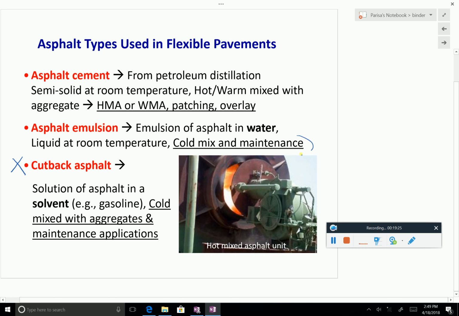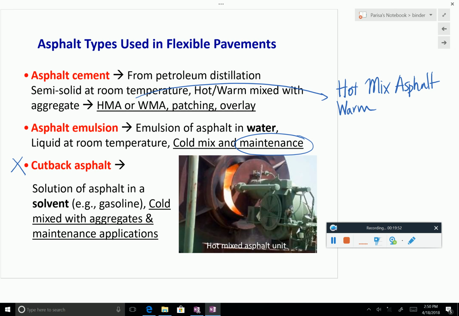So remember that the emulsion, for example, is being used mostly for maintenance, but asphalt cement is more versatile. And I think I mentioned that HMA is hot mix asphalt, and WMA is warm. Patching is obvious whenever you drive somewhere and you see patches of kind of a different color of asphalt, that's patching.